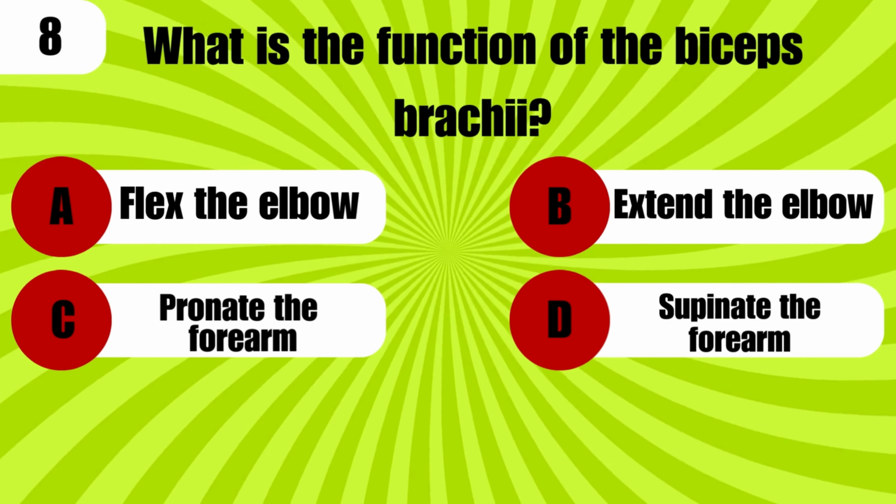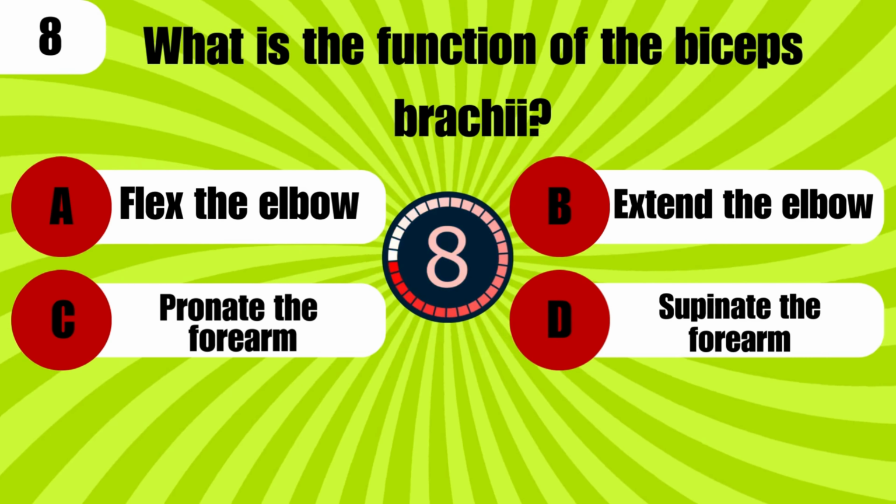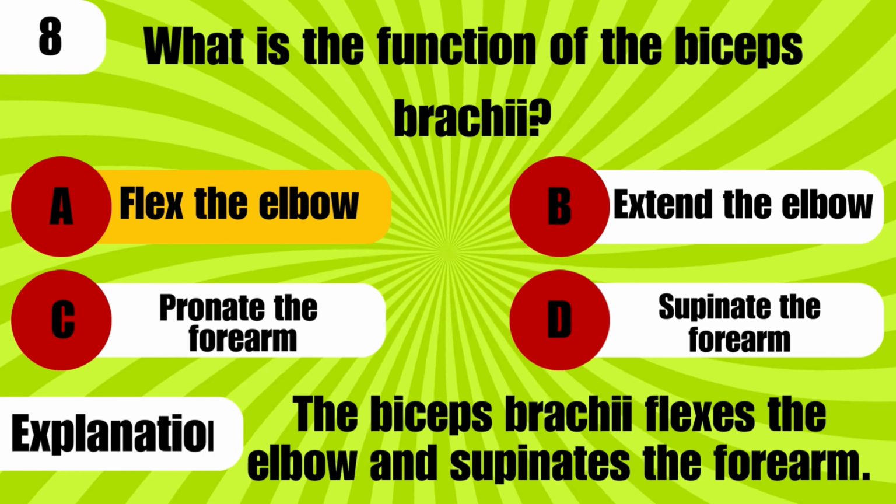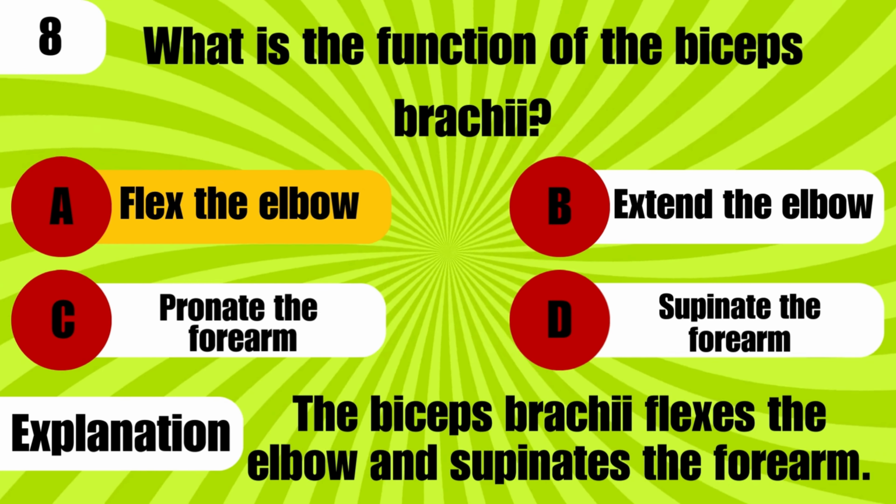What is the function of the biceps brachii? Flex the elbow, extend the elbow, pronate the forearm, supinate the forearm. The biceps brachii flexes the elbow and supinates the forearm.